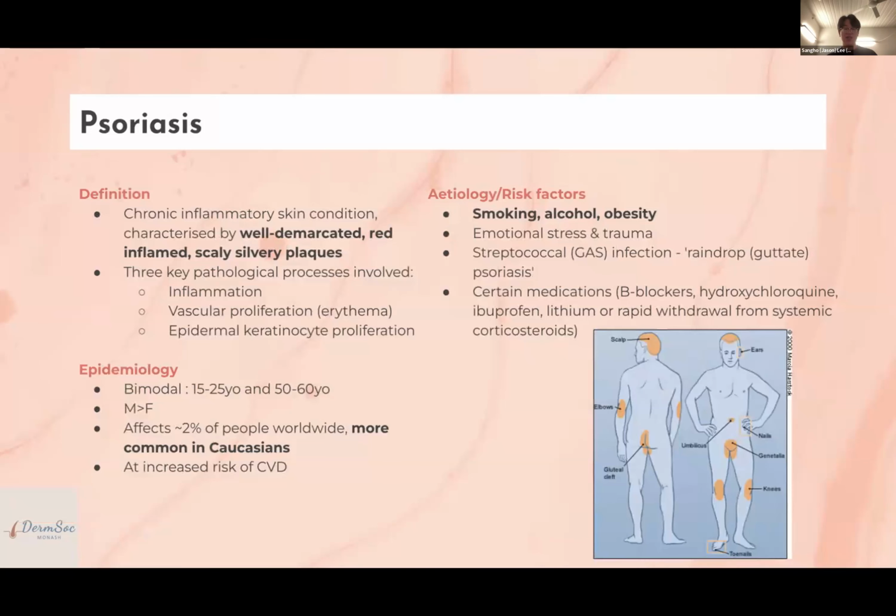So moving on, your other main inflammatory condition, which is psoriasis. So these are sort of classic, well-demarcated, inflamed, salmon pink, scaly, silvery plaques. So that's the buzzword that you should know for this condition. Usually found more commonly in Caucasian population, and the risk factors associated are things like your alcohol, smoking, obesity. So SNAP-W is very important. And then stress, trauma, medications. And for this particular subtype called a guttate psoriasis, it's associated with a strep GAS infection.